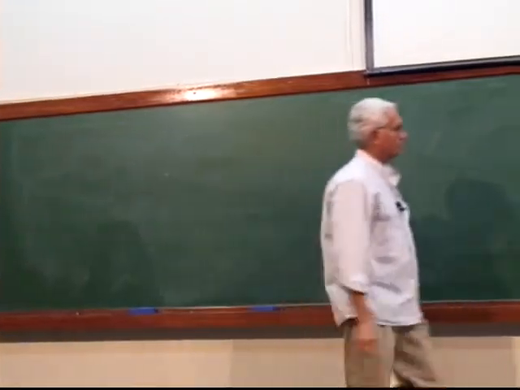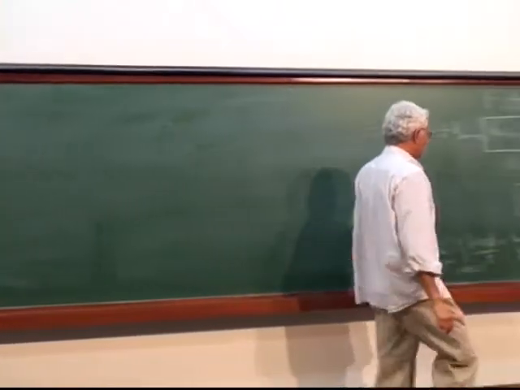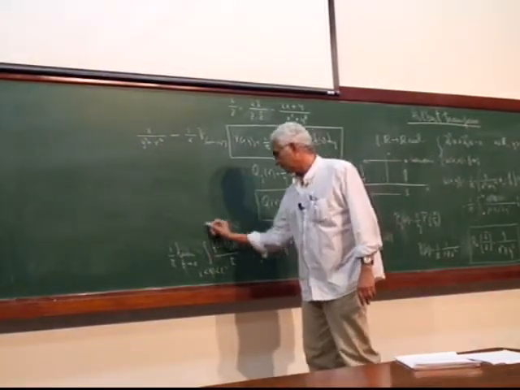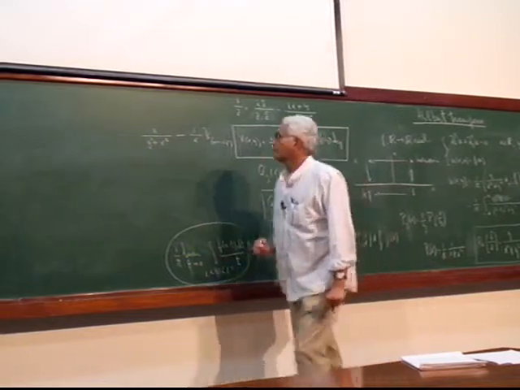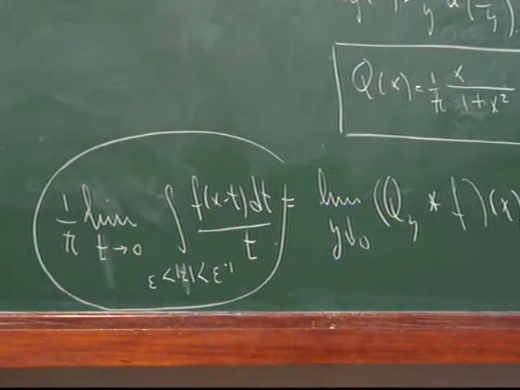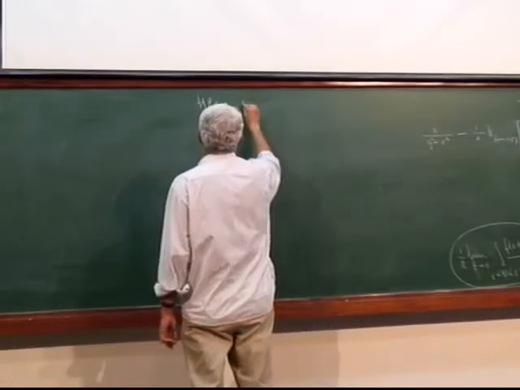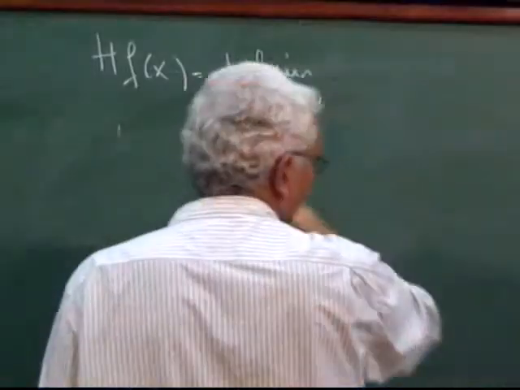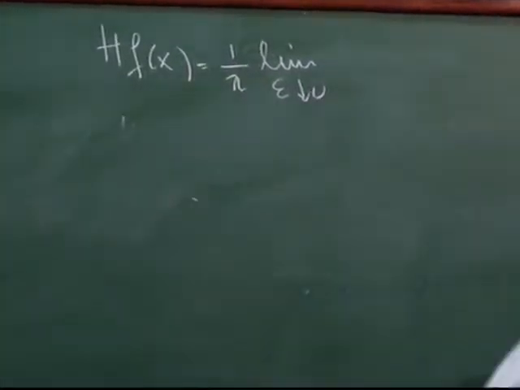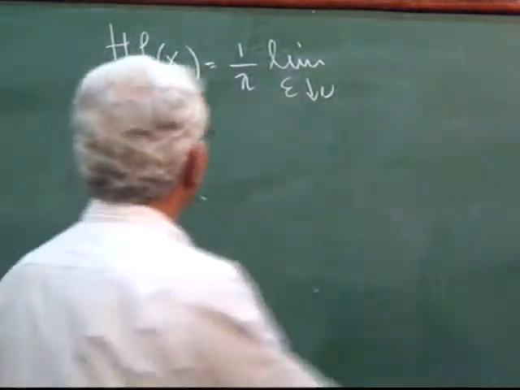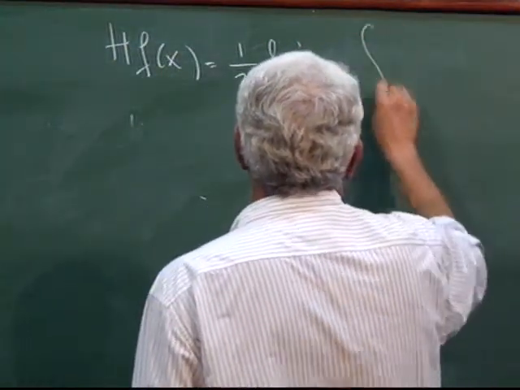Okay, it's not clear why this is going to make sense. Okay, let's define this for the moment. The Hilbert transform of f of x is 1 over pi, the limit when epsilon tends to 0. I have to correct it, of this quantity.